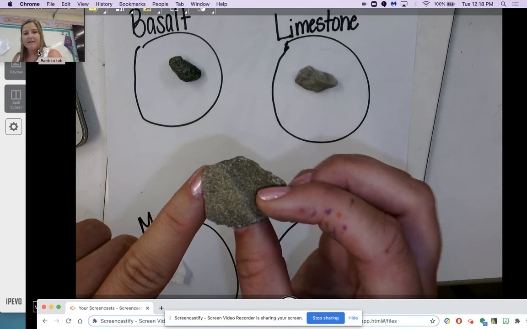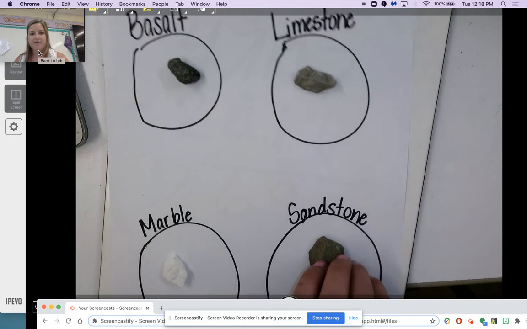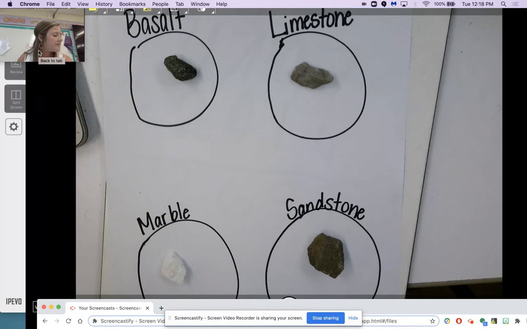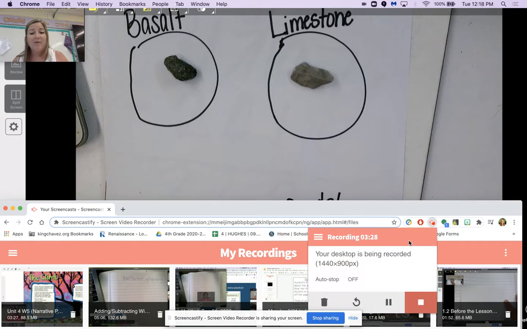So go ahead and talk with your teacher right now about some of the observations that you saw about each rock that you just saw. I'm going to pause this and I'm going to go ahead and put in some vinegar and see what happens in these vials, okay?